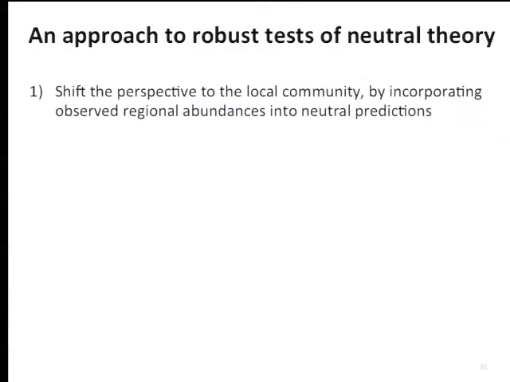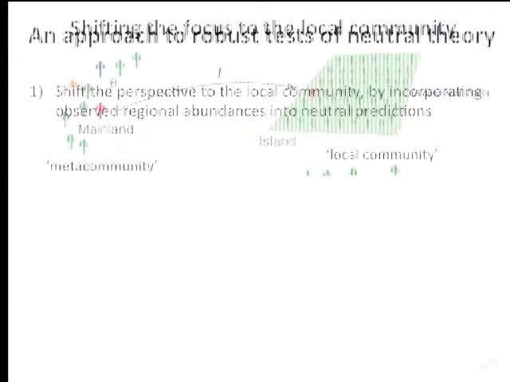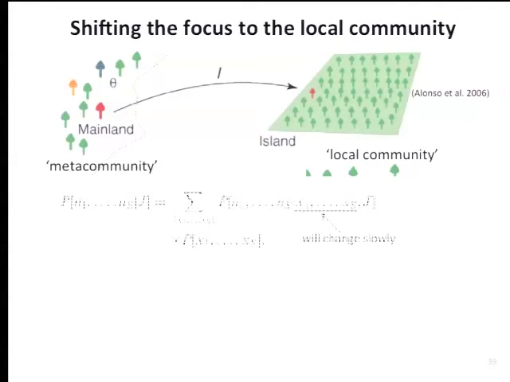So one key thing that I think could help in testing neutral theory is to shift the perspective to the local community by incorporating observed regional abundances into neutral predictions. So right now, neutral models, to predict the probability of some set of abundances in the local community, look at that conditional on the state of the metacommunity, and then they sum over all the possible states of the metacommunity. And they use a model for that metacommunity dynamics.